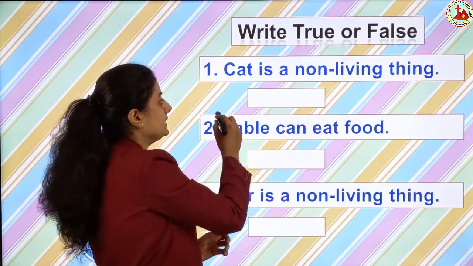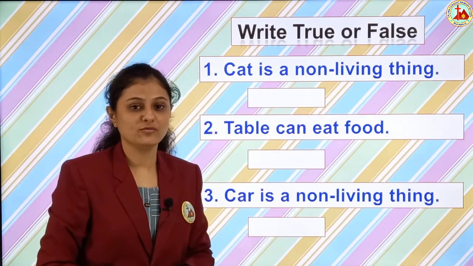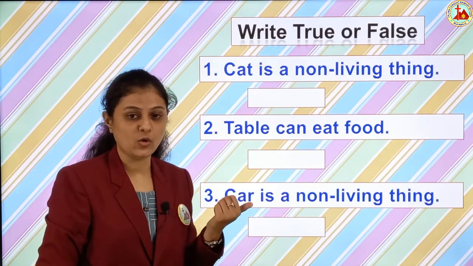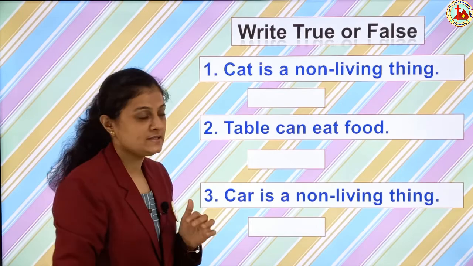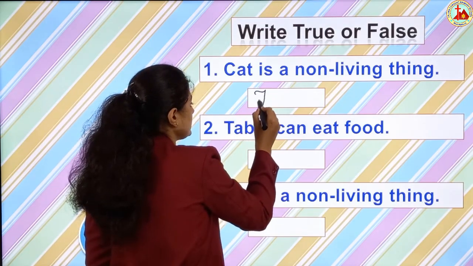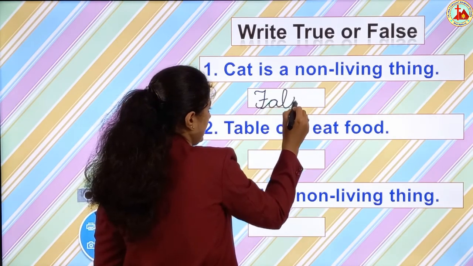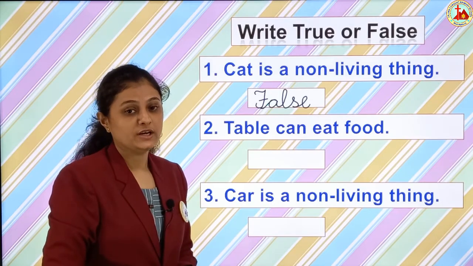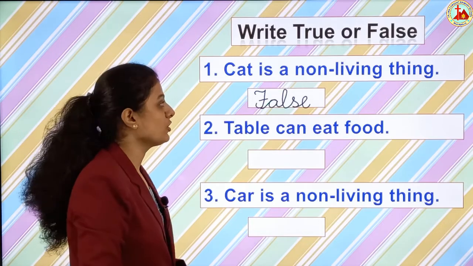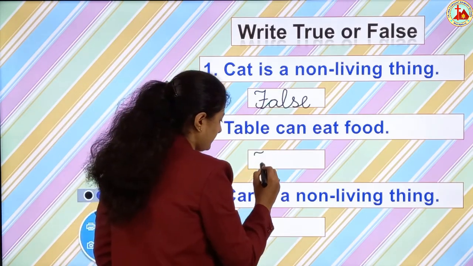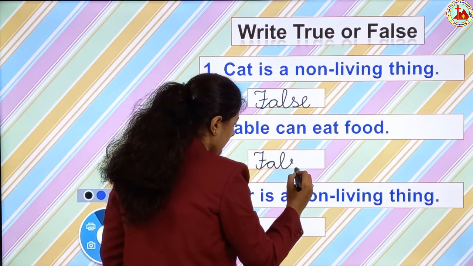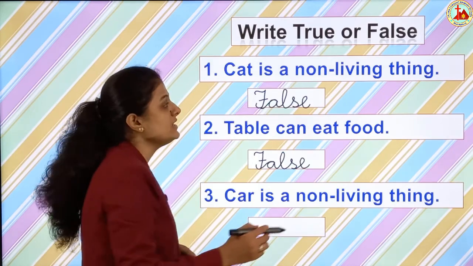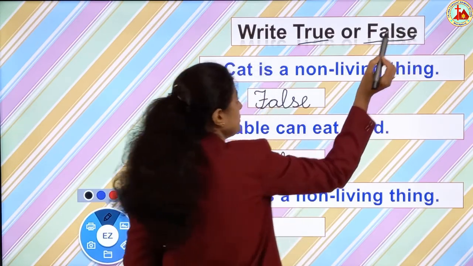Number 1, read. Cat is a non-living thing. True or false? False. Wrong. Cat is a living thing. It can move on its own, it can grow, it can breathe, it has food and water. So we will write false, F-A-L-S-E. False. Number 2. Table can eat food. Does your table eat food? No, wrong. So we will write false, F-A-L-S-E. By now you have learned the spelling of true or false. But still, if you don't remember, it is always mentioned in the question, so you can copy from there.